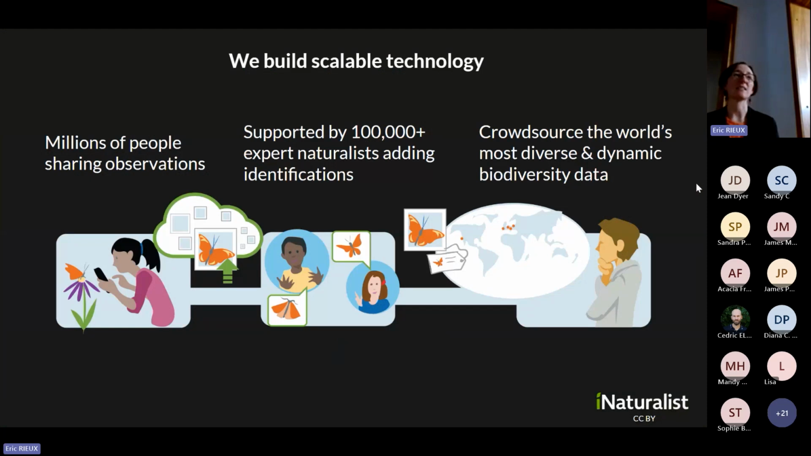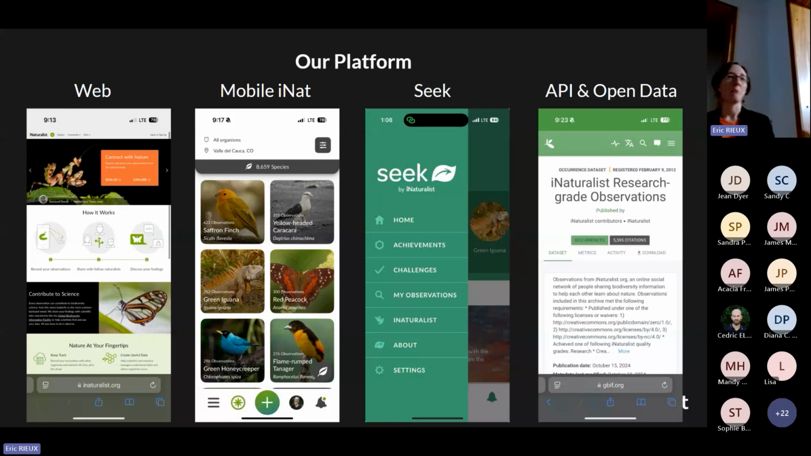Next. The way we do this is by building scalable technology that allows millions of people to share their observations of biodiversity, and supported by over 100,000 expert naturalists who are adding identifications. Collectively, we crowdsource the world's most diverse and dynamic biodiversity data set. Next. Our platform includes both web and mobile apps. We have a privacy-conscious, kid-safe app called Seek that isn't focused on data collection, but is focused on engaging people in exploring biodiversity around them. And open data is an important part of our mission. We have an API, and we also regularly share data with GBIF.